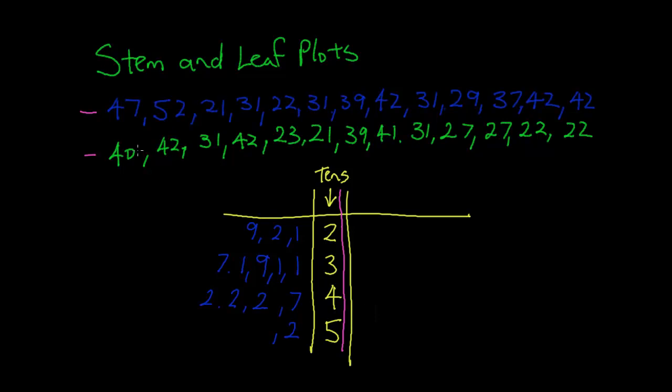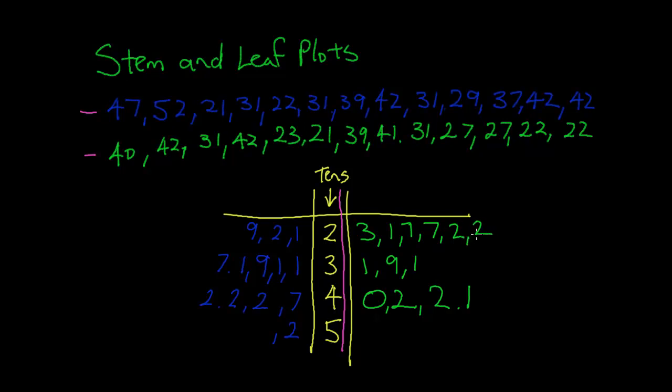So here we go. We've got 40. So you come down to the 4 tens and put in a 0. Next one's 42. Then the next one's 31. Then another 42. And then another 23. And then a 21. And a 39. And you keep on going through until you get them all in there. Oops, that should be a 27. That could be a 31. And here is another 27. And a 22. And a 22.